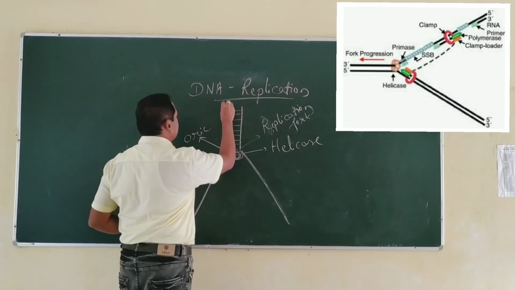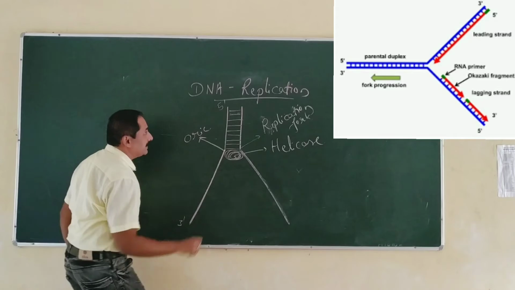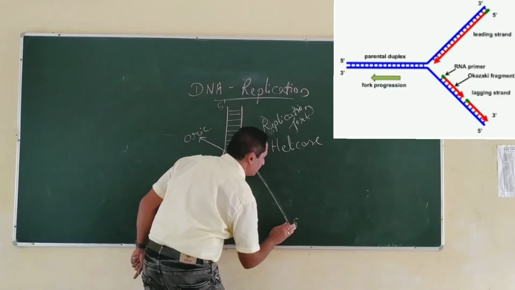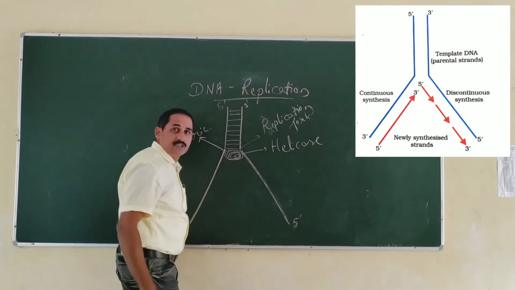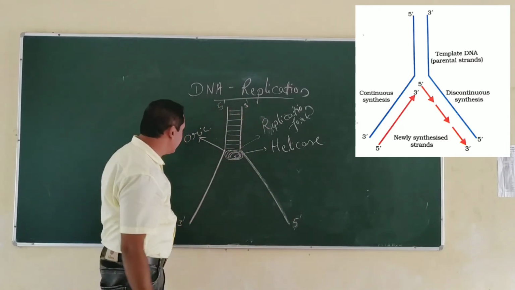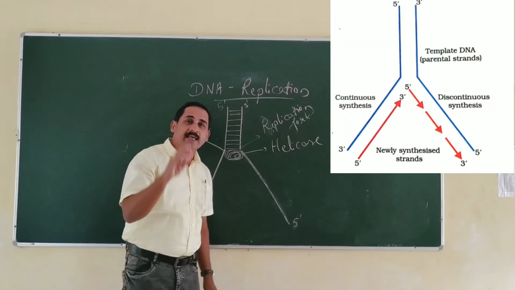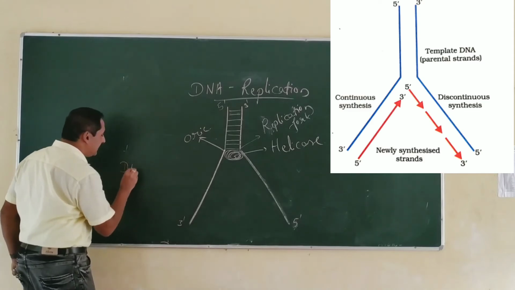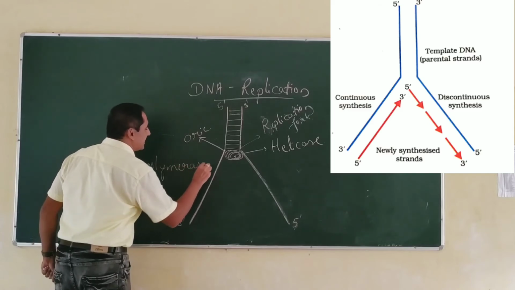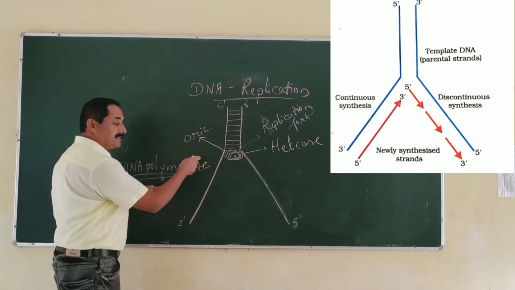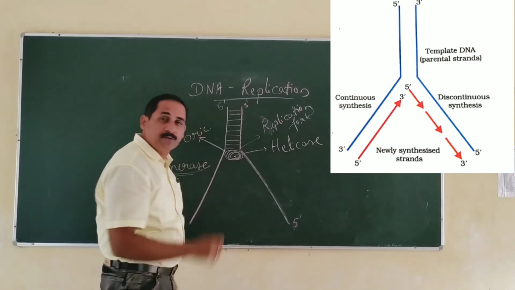The parental strand runs in the 5 to 3 direction. The other strand is in the 3 to 5 direction, the opposite, complementary and anti-parallel. DNA dependent DNA polymerase is the enzyme that joins new nucleotides and synthesizes the new strand of DNA.